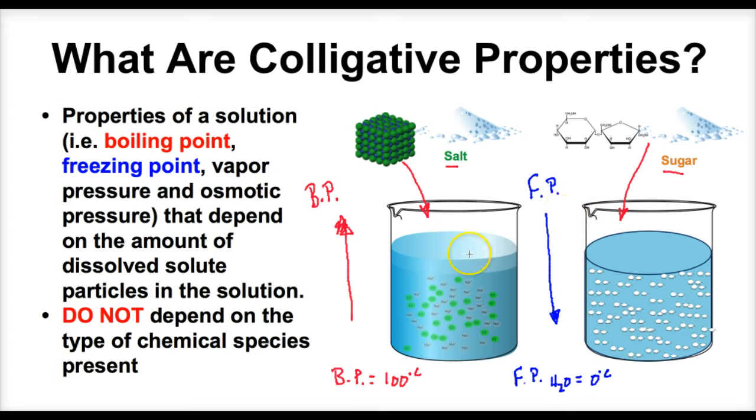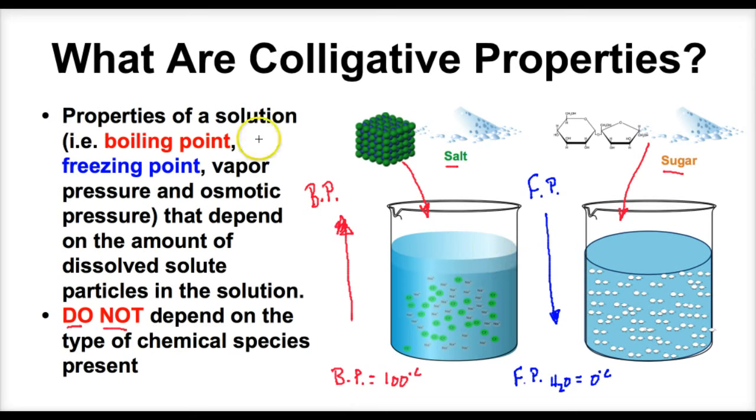So colligative properties are properties of a solution that depend on the amount of dissolved solute particles in the solution. Okay, so the boiling point and freezing points of these really depend not on the chemical makeup of these substances, but how many dissolved particles are in the solution. The more dissolved particles you have, the higher the boiling point and the lower the freezing point. Okay, so it's important to understand that colligative properties do not depend on the type of chemical species present. Rather, they depend on how many dissolved particles are in that solution.